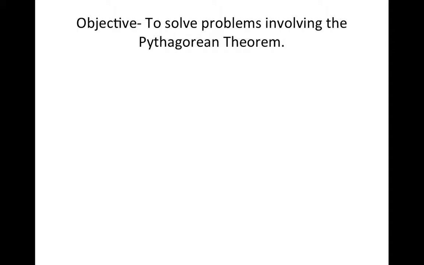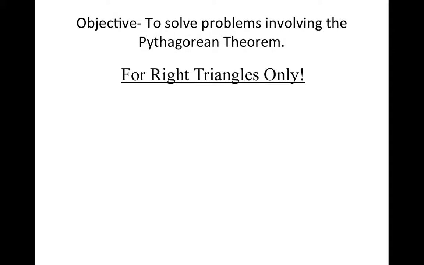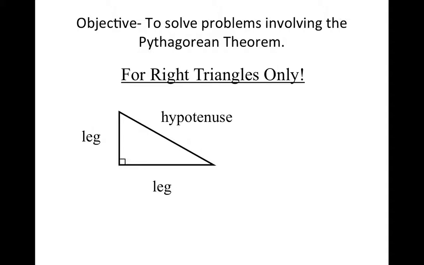Okay, now that we know what the Pythagorean theorem says, our objective is to solve problems involving the Pythagorean theorem. So for right triangles only, if I have a triangle, and I know it has a leg there, another leg here, and its hypotenuse is here, because remember the hypotenuse is always opposite the right angle, then I can call one leg A, another leg B, and my hypotenuse C.